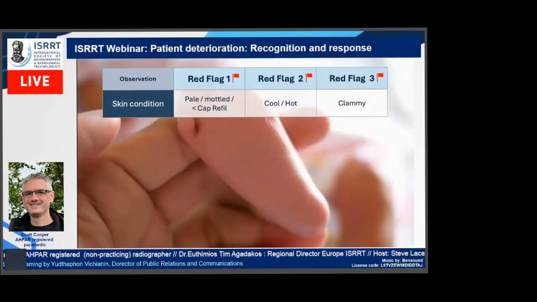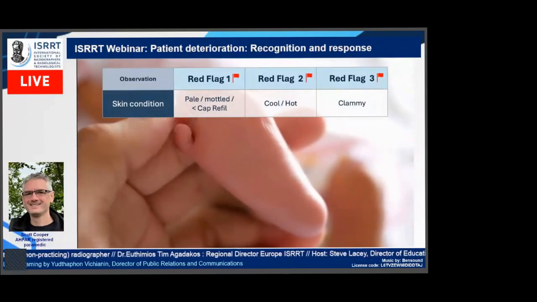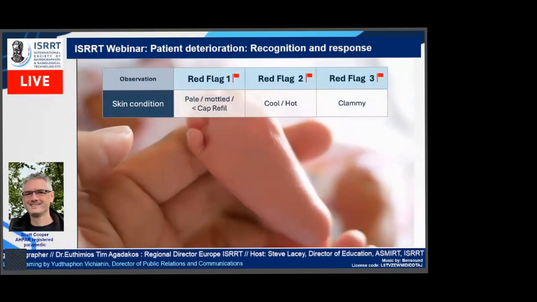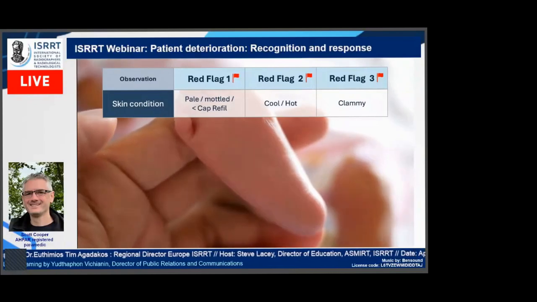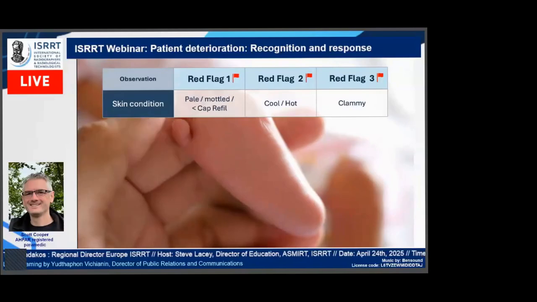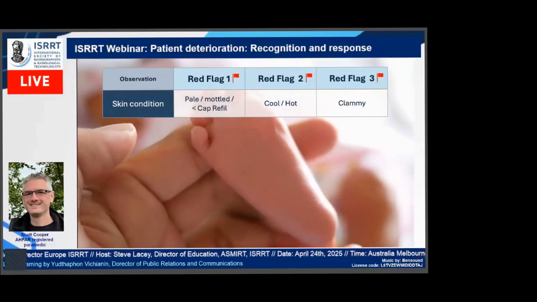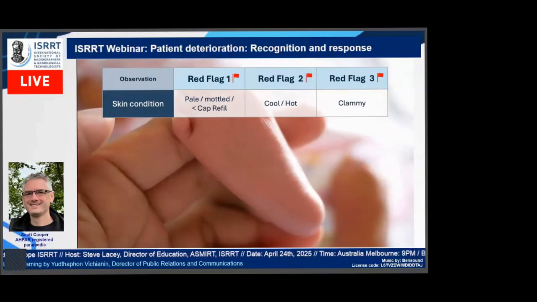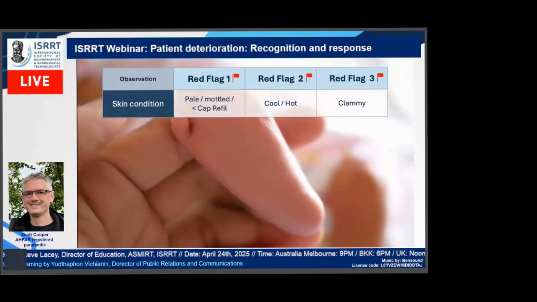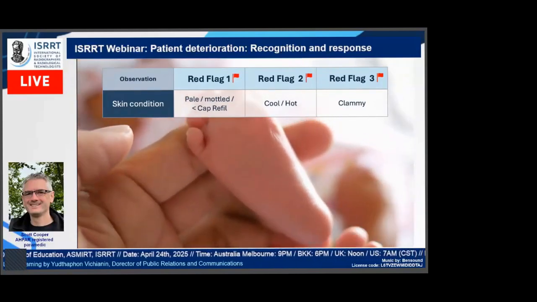Looking at the skin now, we can talk about skin condition, whether it's pale, mottled, whether the capillary refill in the thumb bed, just by pressing on the thumb bed, is less than 2 seconds. We know that could indicate peripheral shutdown. Whether the skin is cool or hot, literally just placing the back of the hand on the forehead or part of your body on the back of the forehead. We're not talking about taking temperatures, but obviously that would be very quick and easy to do if we did. And also if they're clammy, so if they've got that diaphoresis, again, is a potential indicator of patient deterioration.